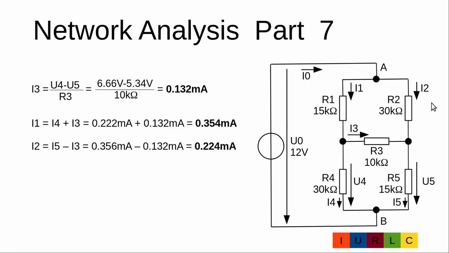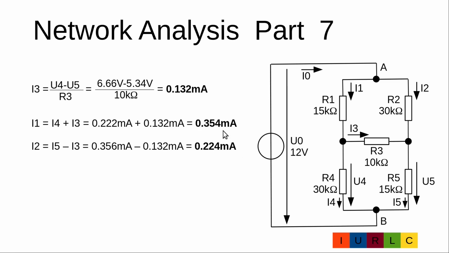Due to the fact that the circuit is diagonal symmetric, we have here and here 30 kilo ohm and here 15 kilo ohm. The current I1 must be equal to current I5 and the current I2 must be equal to current I4.